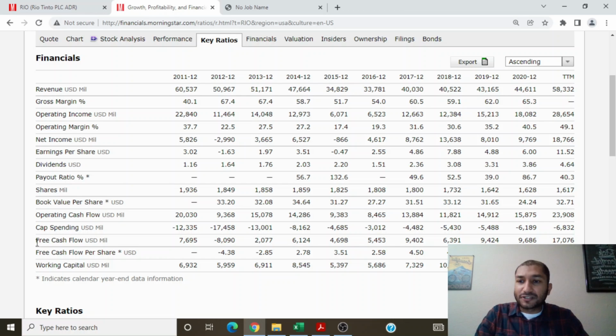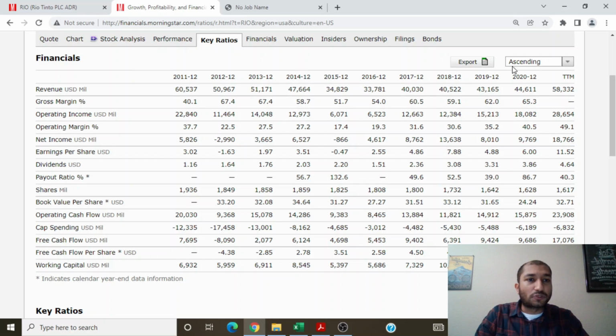Finally, looking at the free cash flow, the free cash flow is what we get when we subtract the company's capital spending from its operating cash flow. Back in 2011, the company's free cash flow was about $7.7 billion, and for the trailing 12 months, that number had grown to about $17 billion. Ideally, we want the company's free cash flows to be positive, staying steady or increasing. There was only one unique year back in 2012 when the company's free cash flow was negative, which was primarily because the company's capital spending exceeded its operating cash flow.